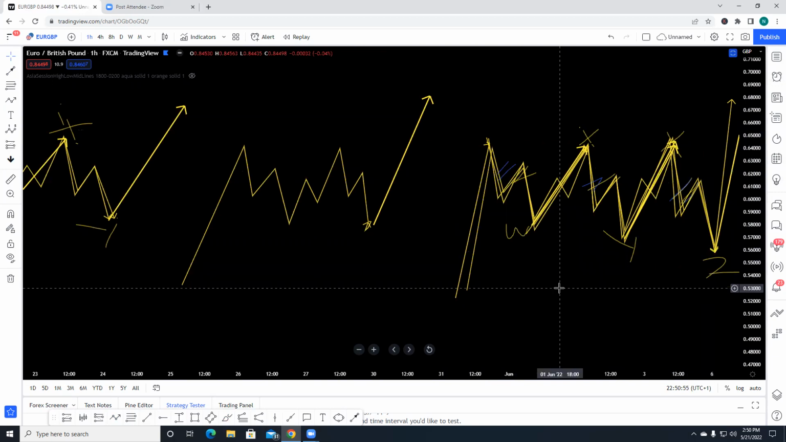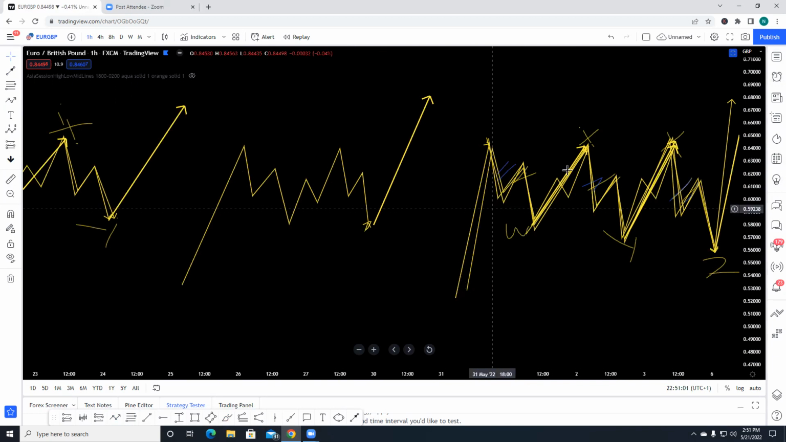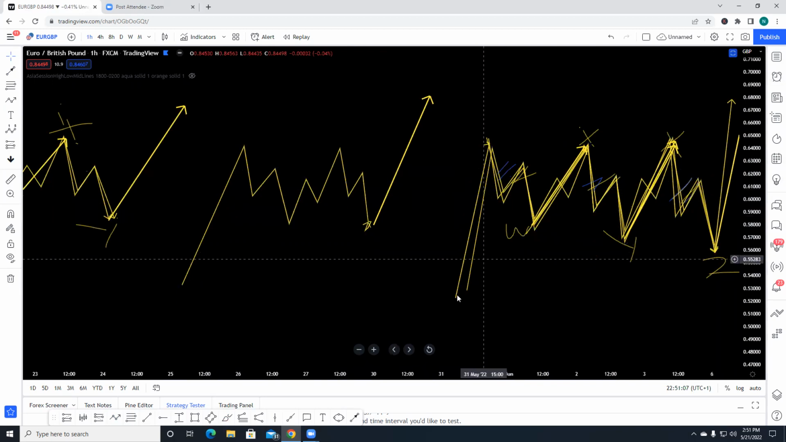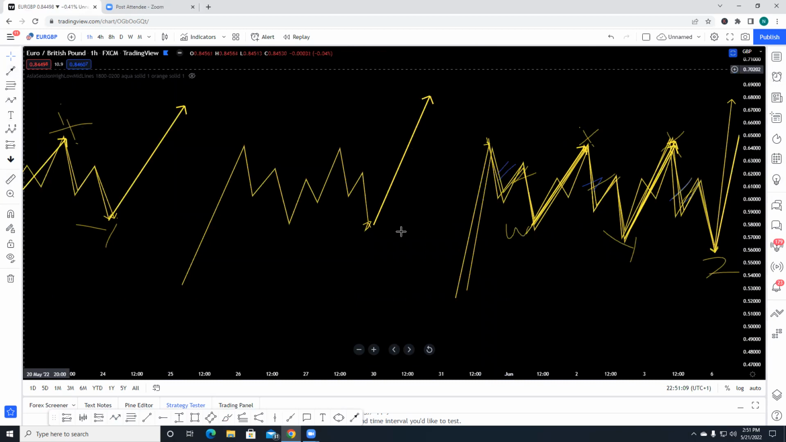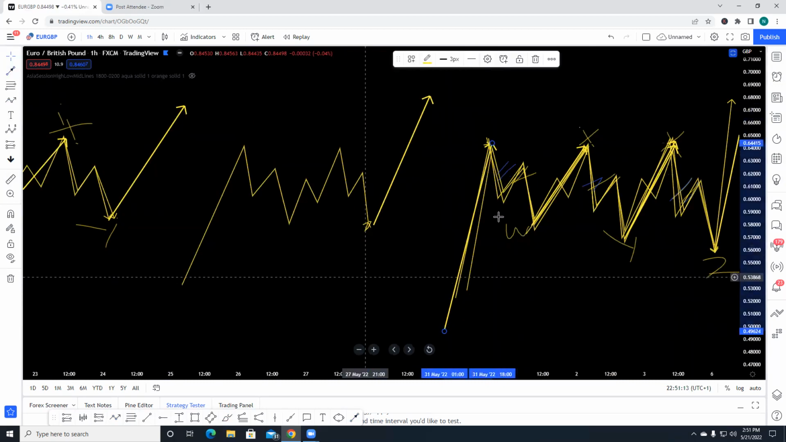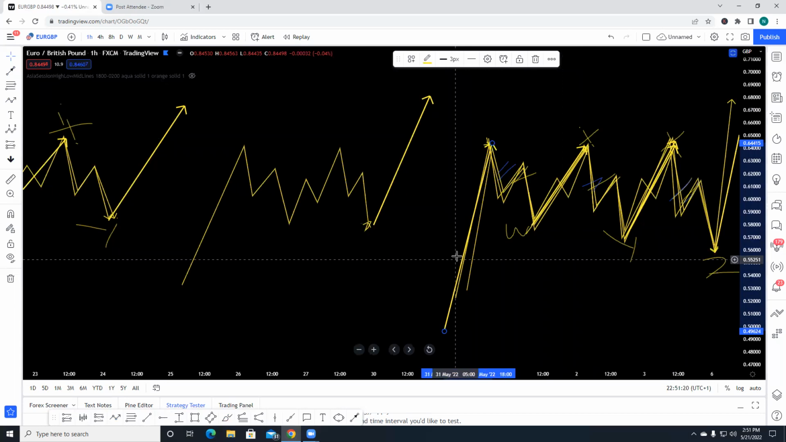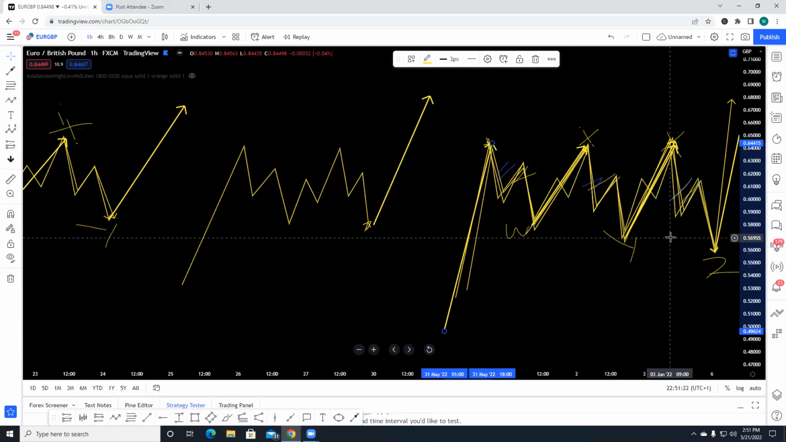WXYXZ corrective structure. And you also call it what? Triple three corrective structure. Why is it triple three? There are three structures, 333, that are correcting this move to the upside, guys. Three structure: one, two, and three. These ones are corrective structure, but in line with the direction of the major trend.